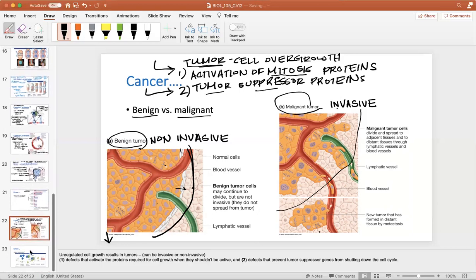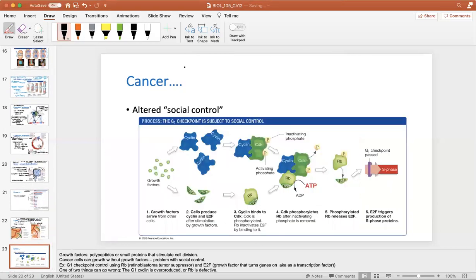This is an example of what happens in a cancer called retinoblastoma. This is a cancer of your eyeball. And we have this one pretty well worked out, which is why we're going to use it as an example today. Now let's talk about what happens normally on the retina of your eye.